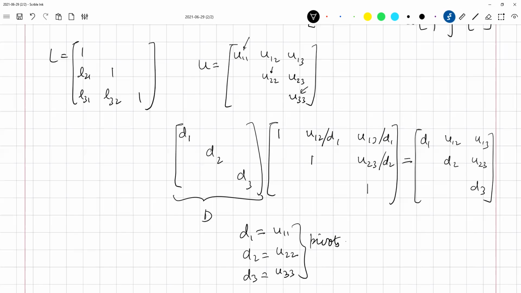Okay? So if I make a new matrix with the pivots at the diagonal positions, let us call that the matrix D, where D1, D2, D3 are your pivots, and you change this matrix. Let us call this V. Okay, this is your matrix V. So U will be equal to what? D times V. Is that okay?